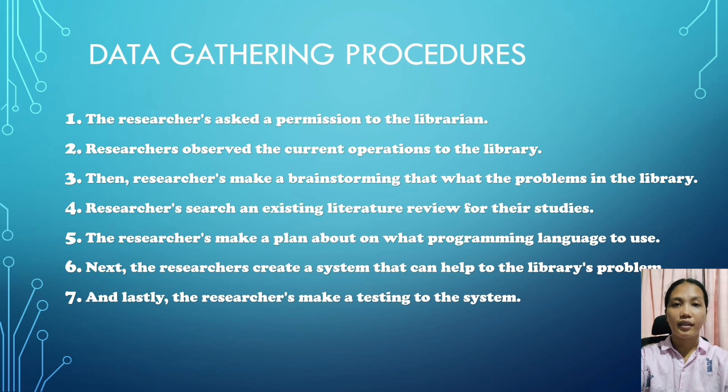For our data gathering, we first ask permission from the librarian to observe current library operations. Data gathering procedures: permission from the librarian and observing current library operations, brainstorming and reviewing literature to identify issues, designing the system based on these findings, and testing the developed system. Analyzing the data, we use the Likert scale to assess both the problems and the compliance of the proposed system with ISO 25010 software quality standards.